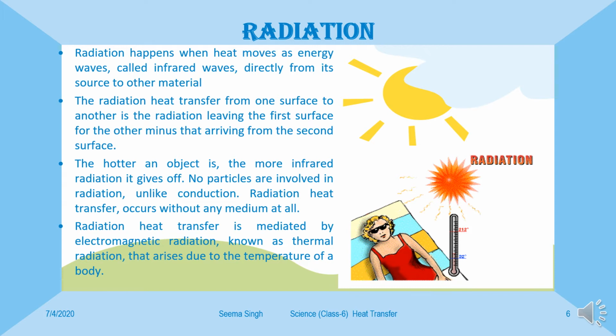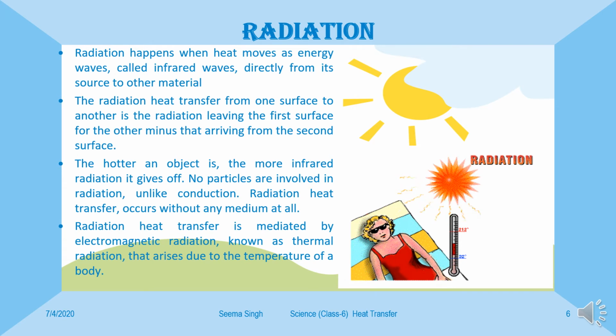The radiation heat transfer from one surface to another is the radiation leaving the first surface for the other minus that arriving from the second surface. So, whenever there is radiation heat transfer, the thermal energy transmitted by the source arrives at the second surface, or the destination, which is at a lower temperature compared to the source temperature.